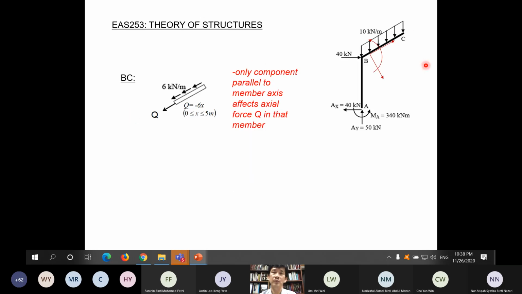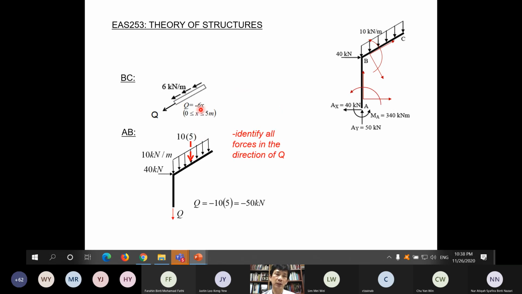Axial force is only affected by the component parallel to the members. So it's 6 kilonewton per meter we have calculated. Axial force positive convention, positive directions. So this one plus this is distributed 6 kilonewton per meter. So the total you must multiply with the x. Okay. So you get Q is equal to -6x.